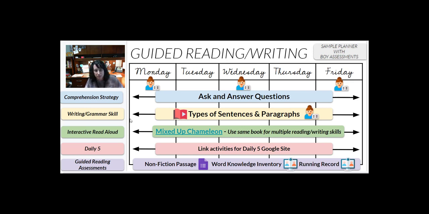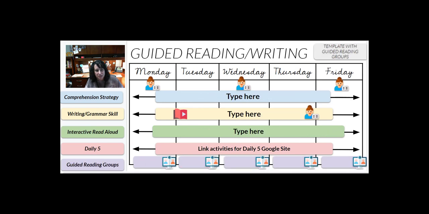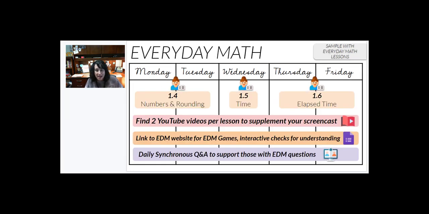Obviously, this is week 2 of reading. So then I just went ahead and made a template for a teacher to go in and type, once they do have their guided reading groups determined. Then I asked her, what does it look like in math? Because I know math is different. And she said, well, since we're doing Everyday Math, I would be doing lesson 1.4, and that's a 2-day lesson. So I would stretch out the box to be over Monday, Tuesday. 1.5 is just reviewing time. 1.6, elapsed time. That's going to take more than 1 day.